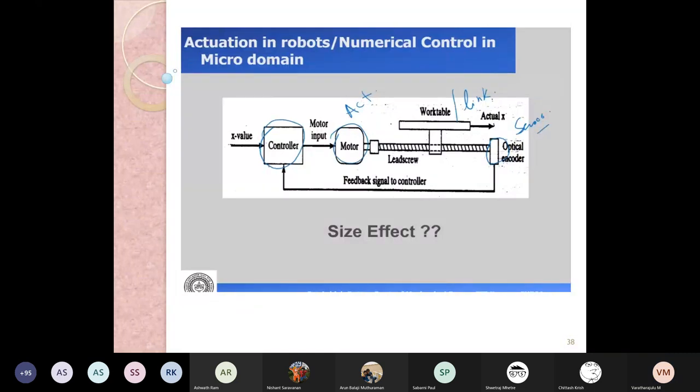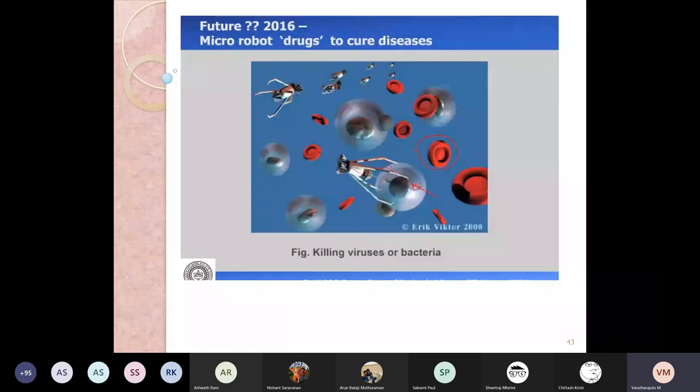and it can kill viruses or bacteria. It can be injected through our veins and the vessels, and it goes inside and kills the unwanted or dead tissues, and it comes out. This is one technology which we have today.